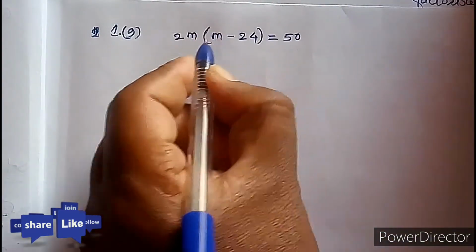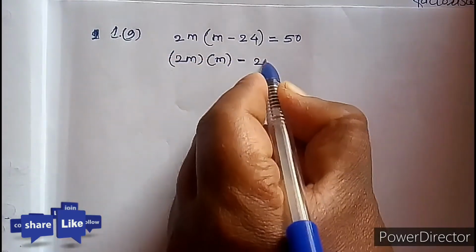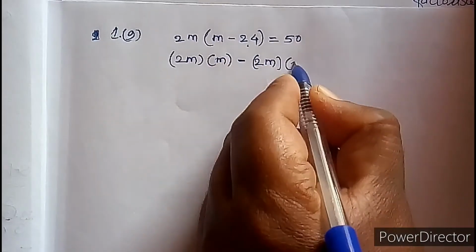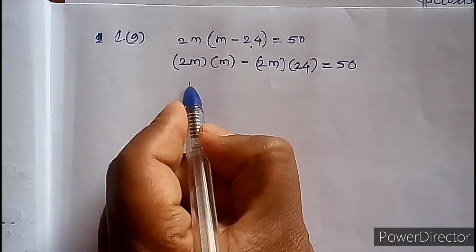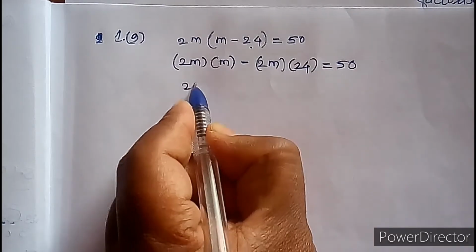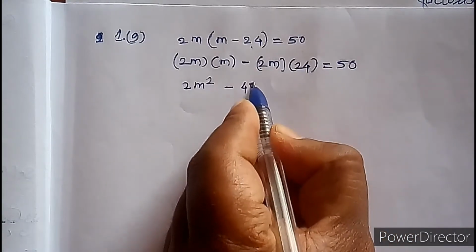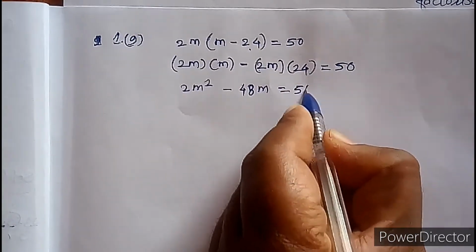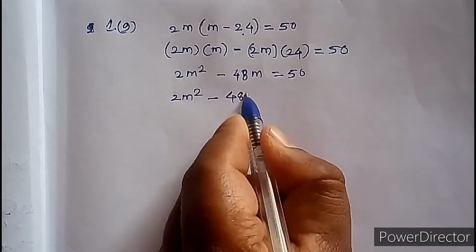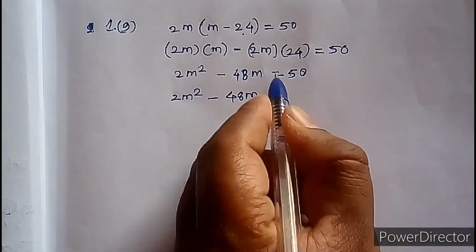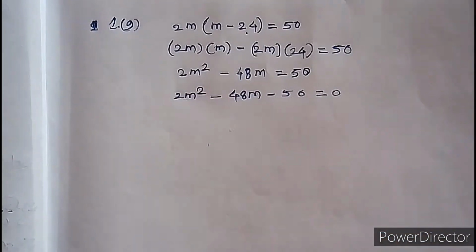Now here 2m into (m minus 24), this 2m will also be multiplied with 24, equals 50. Now 2m into m will be 2m square, minus 2m into 24, that will be minus 48m, equals 50. Now here 2m square minus 48m as it is, now this 50 will be shifted to the left hand side and will become minus 50 equals 0. Now this is the quadratic equation.